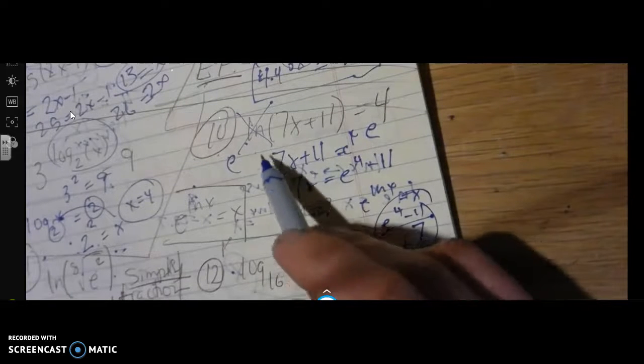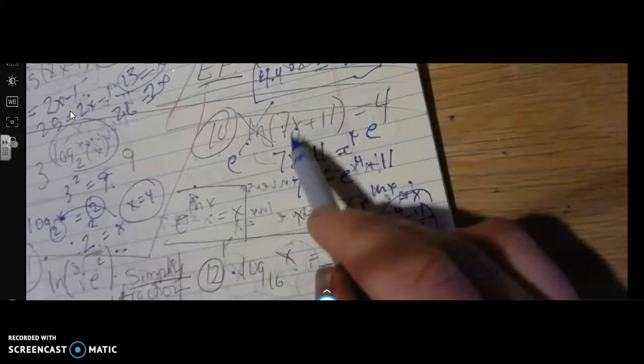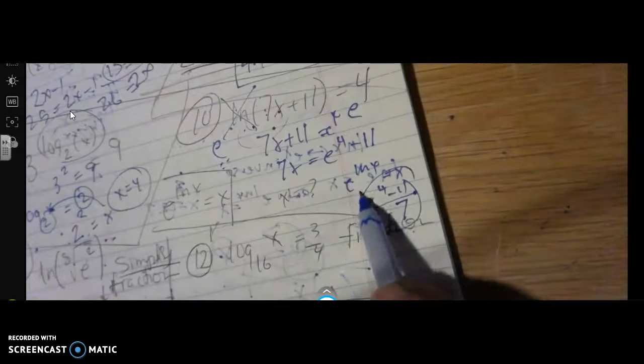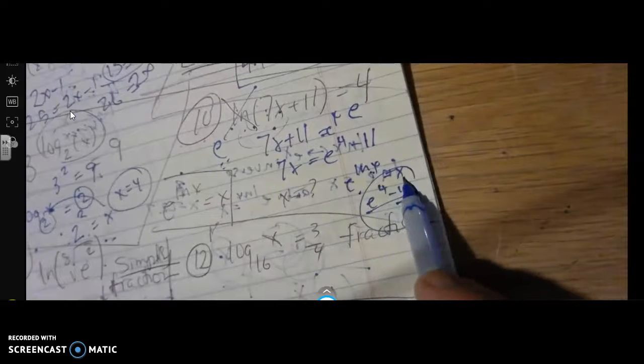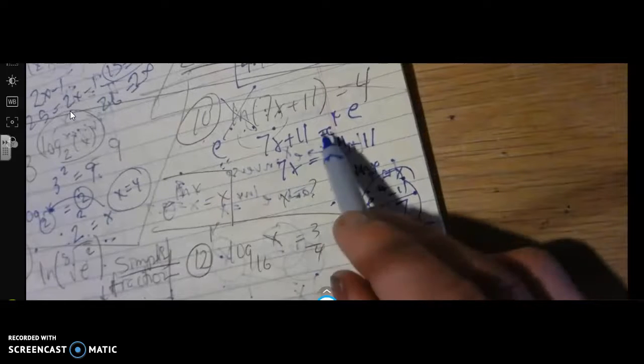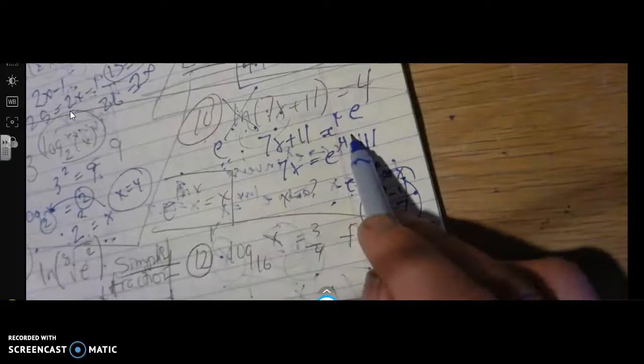Alright, so the trick here is that when you have an ln, in order to undo an ln, you can't divide. You have to take the e of both sides, and the reason for that is that e to the ln x is equal to x, okay? It undoes it. So ln and e are inverse functions, that's how you undo one another, and if you take the e of one side, you have to take the e of the other.